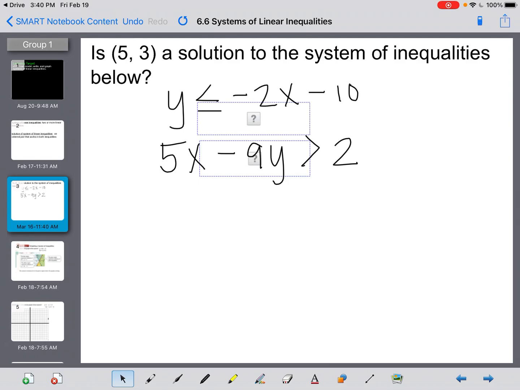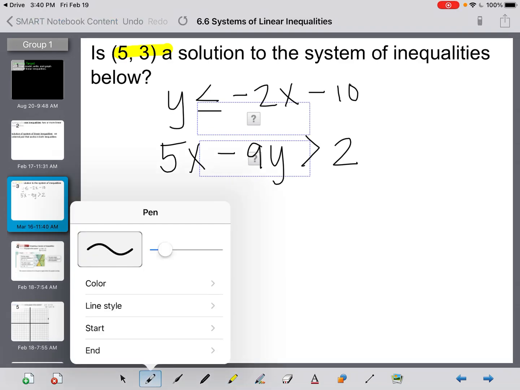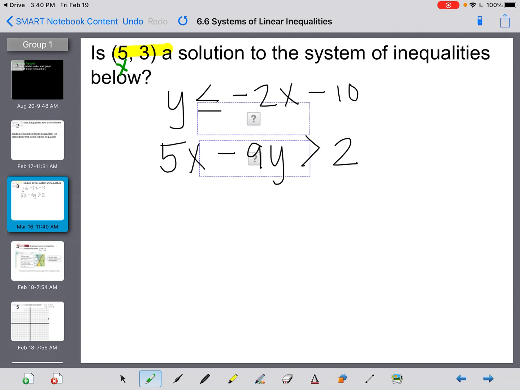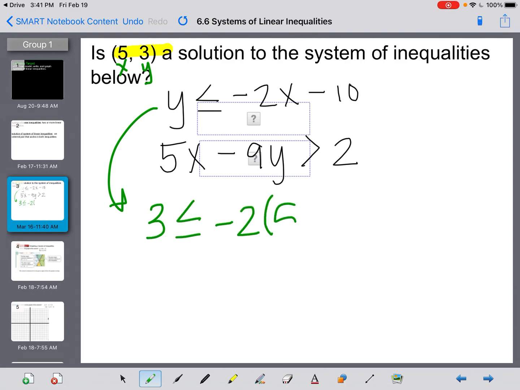Okay, so we're going to start off easy. They're going to ask us, is (5,3) a solution to the system of inequalities below? In order to tell that, we just need to plug in our x and our y. So remember that 5 is x, 3 is y. So I'm going to start with this first one. I'm going to plug the 3 in for y, the 5 in for x, and solve it.